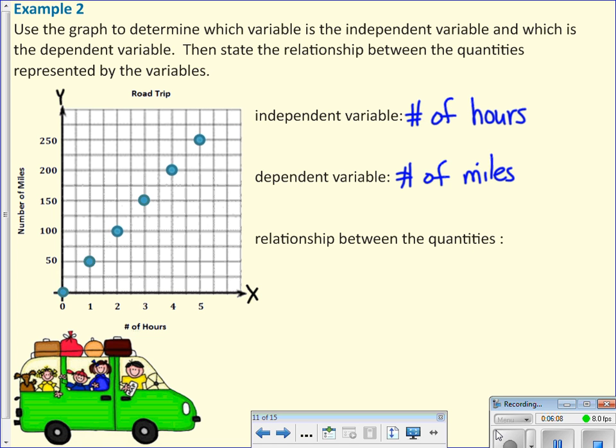What is the relationship? Let's write an equation. If our hours is H and our miles is M, what would our equation be?